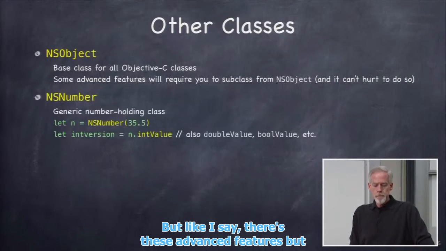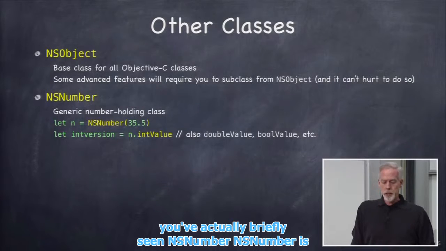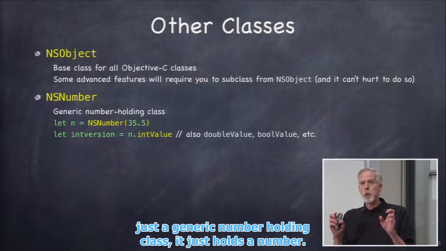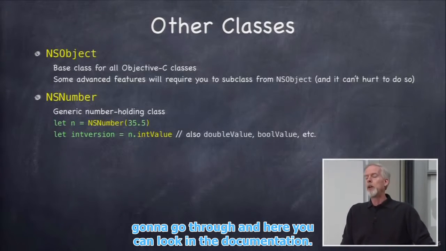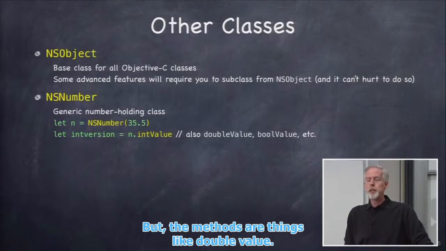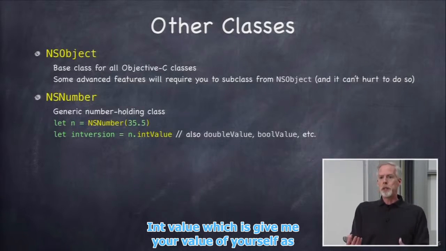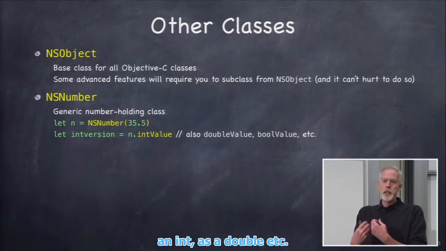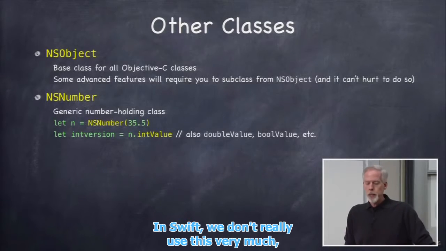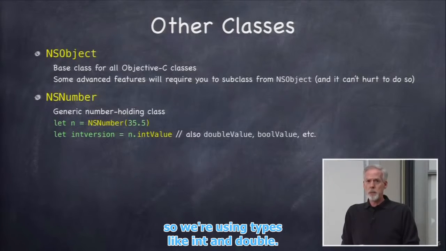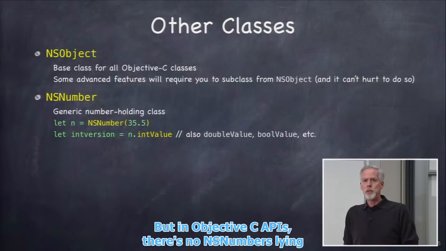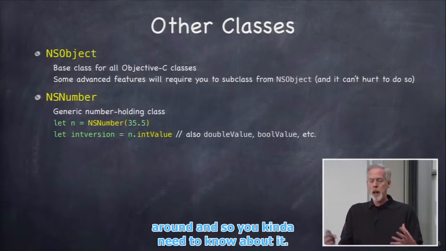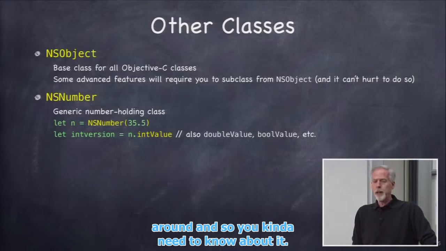But then there's NSNumber. You've actually briefly seen NSNumber. NSNumber is just a generic number-holding class. It just holds a number. That's all it does. And it has a ton of methods on it. I'm not going to go through them here. You can look in the documentation. But the methods are things like doubleValue, intValue, which is give me your value as an int, as a double, etc. In Swift, we don't really use this very much because it's strongly typed, and so we're using types like Int and Double. But in Objective-C APIs, there are NSNumbers lying around. And so you kind of need to know about it.